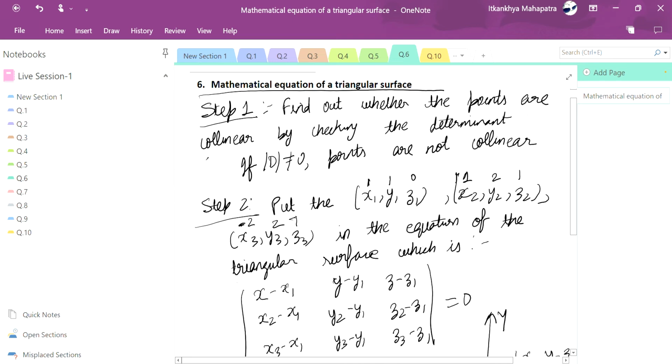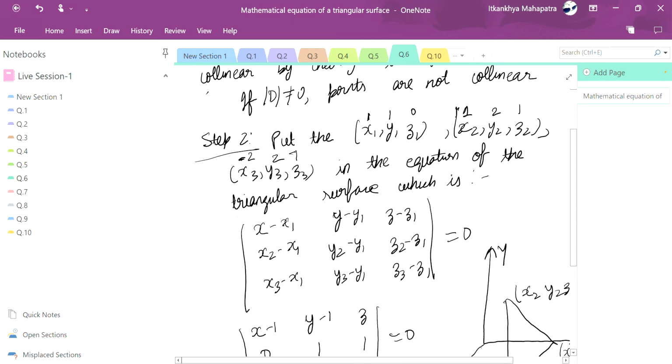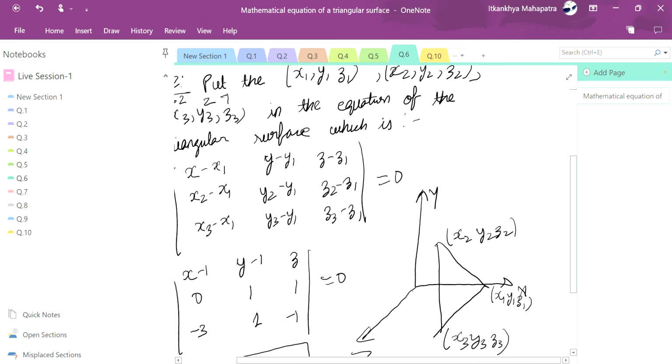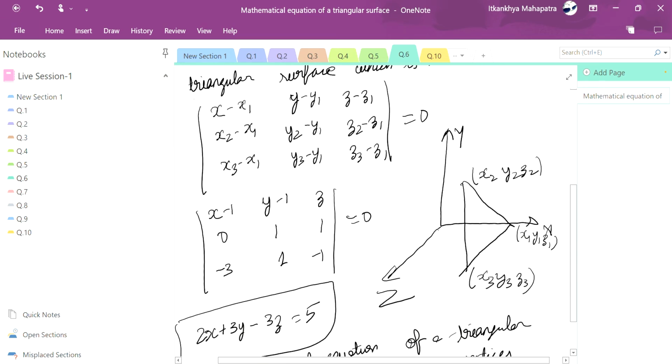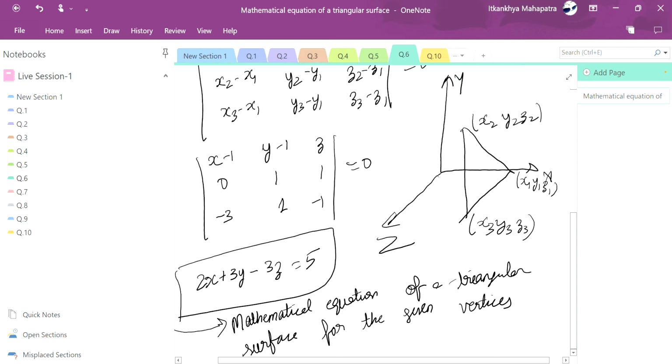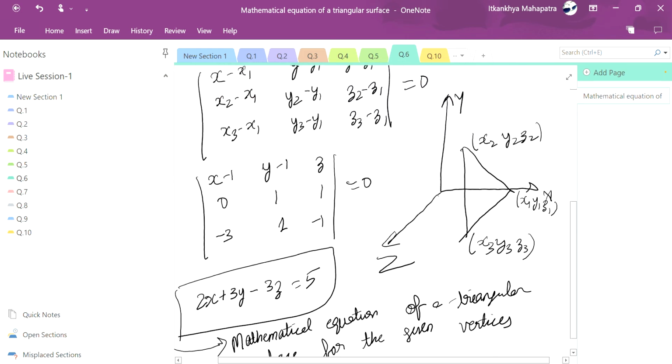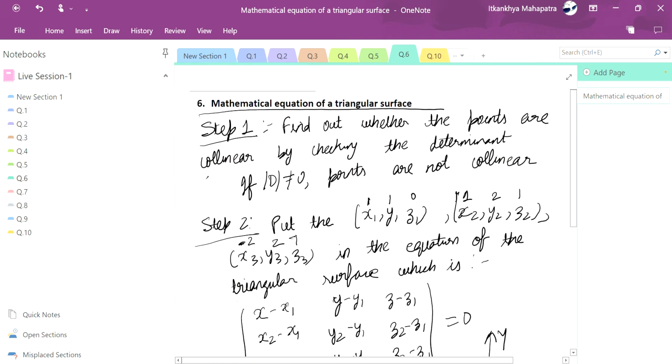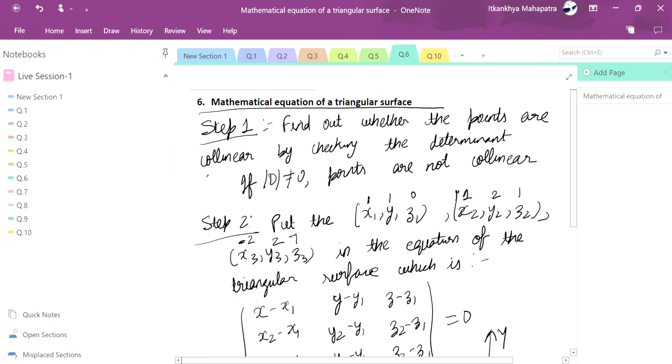As the x1, y1, z1, x2, y2, z2, x3, y3, z3 change, the surface equation will change according to that. I hope it is clear to all. So let's move on to the next question.